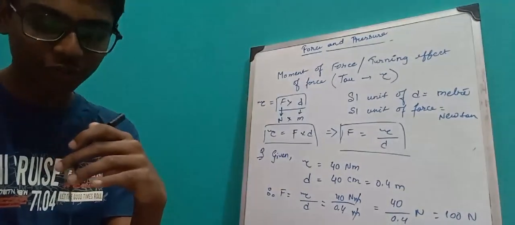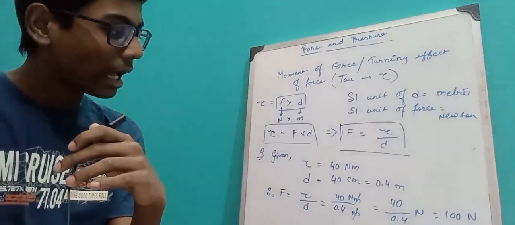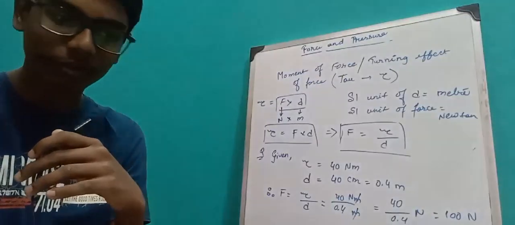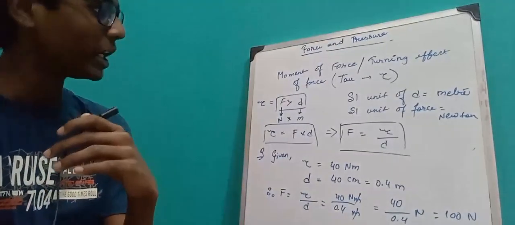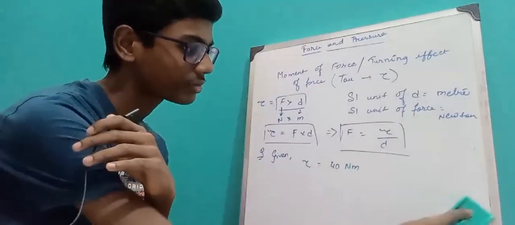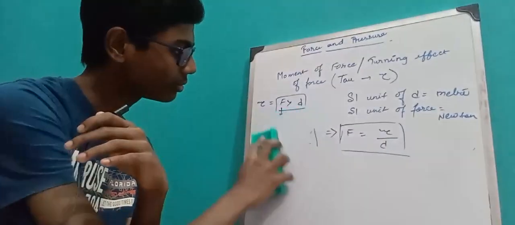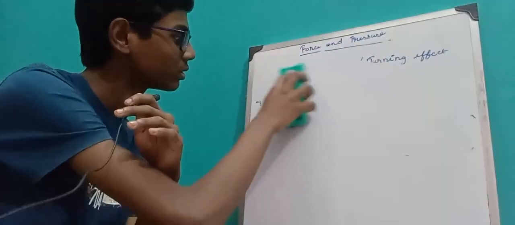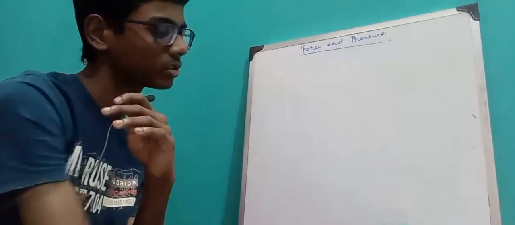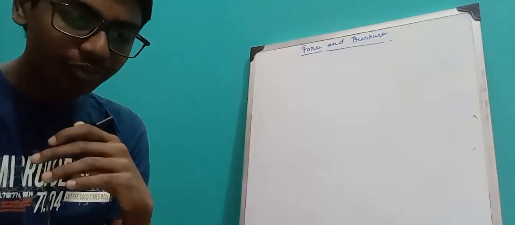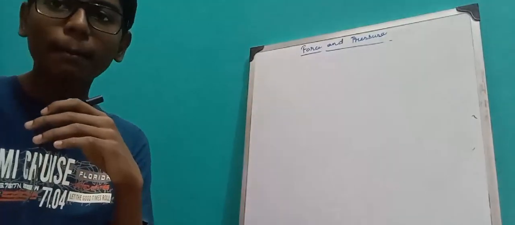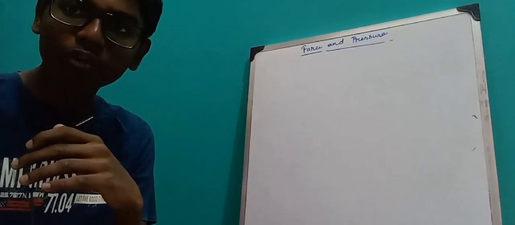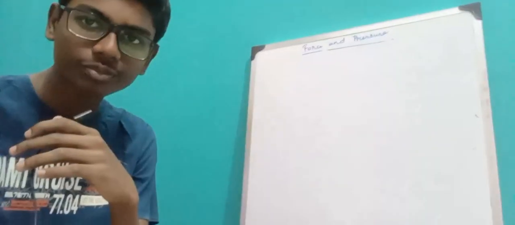So a 100 Newton force, with a distance of 40 centimeter, will apply a turning effect of 40 Newton meter. Okay. Now coming to pressure. This was all about force. Now, pressure is the amount of force applied on an area.